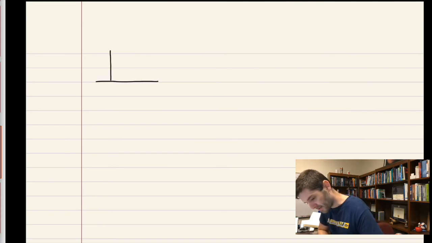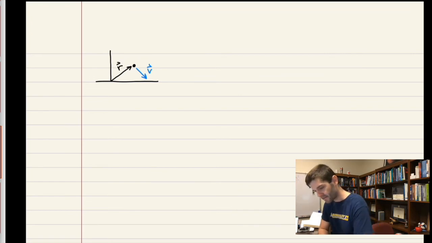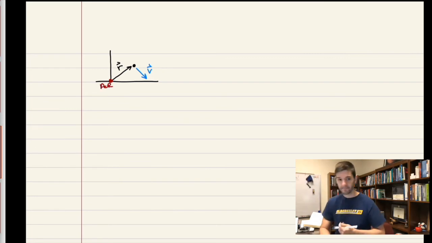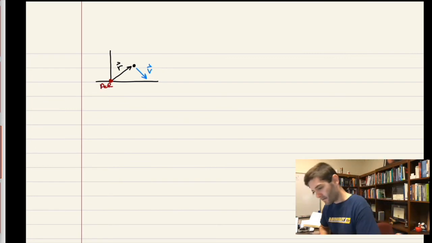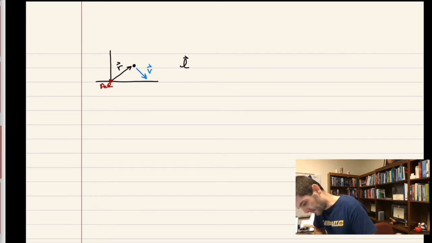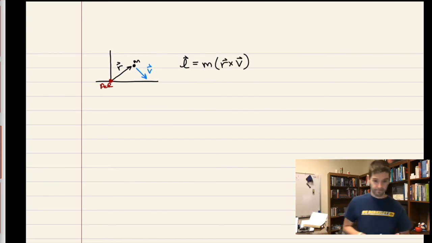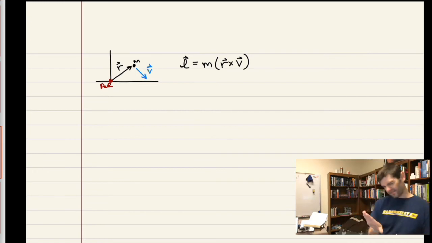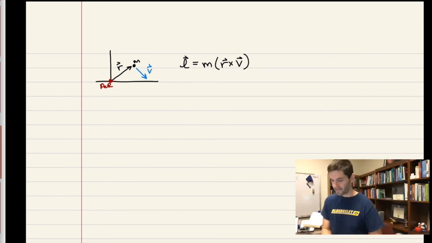So I'll draw this in 2D, but of course this applies in any dimension. If there's some velocity, and I have some moment arm that is out to the object from some pivot point, or some axis of rotation, say, and the object has some mass, of course, I can define the angular momentum as r cross v, all multiplied by m. In this case, very quick, it would point into the page, based on how I've drawn it.